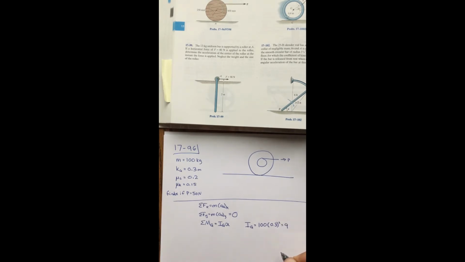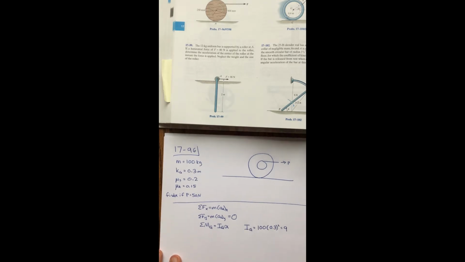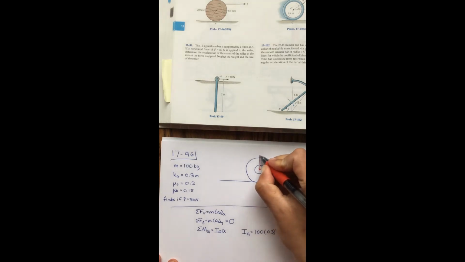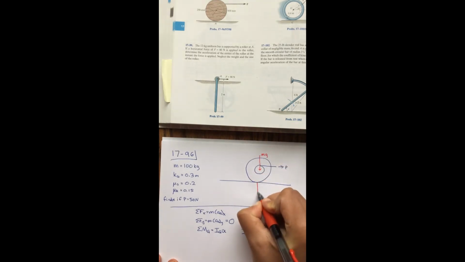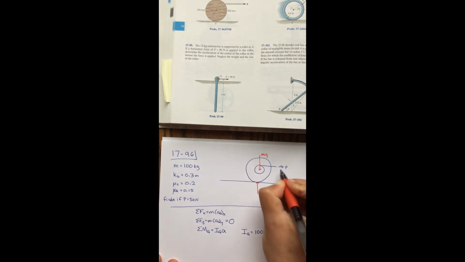Okay, so I have to do a free body diagram, and I know I have a force of gravity acting downwards. That's m times g. I have a normal force acting upward. I have this force P here. I also have a force of friction, but this is tricky because I'm not told whether or not the spool is rolling without slipping. If the spool is slipping, then that is kinetic friction, and if it's not slipping, then it's static friction. Also, it's not clear what direction the force of friction is acting in.